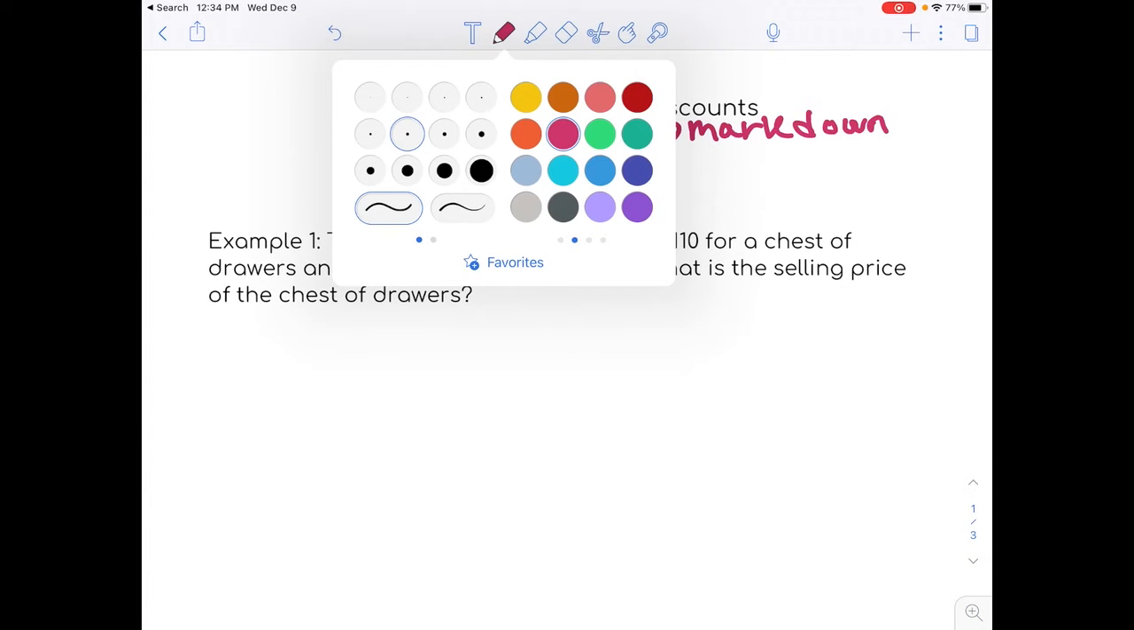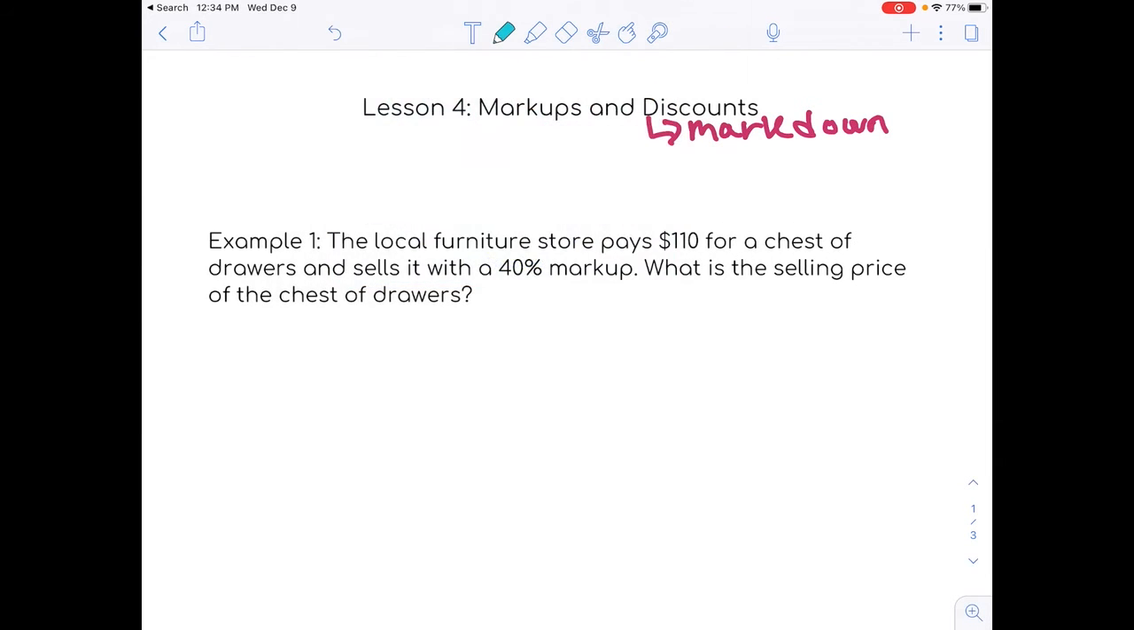So a markup is when a store marks up a price so that they can make a profit. So for instance, it may cost them $10 to make a shirt, but to get a profit, they're going to have to sell that shirt for, let's say, $20 so that they can make some money off of that sale. That is what we call a markup.